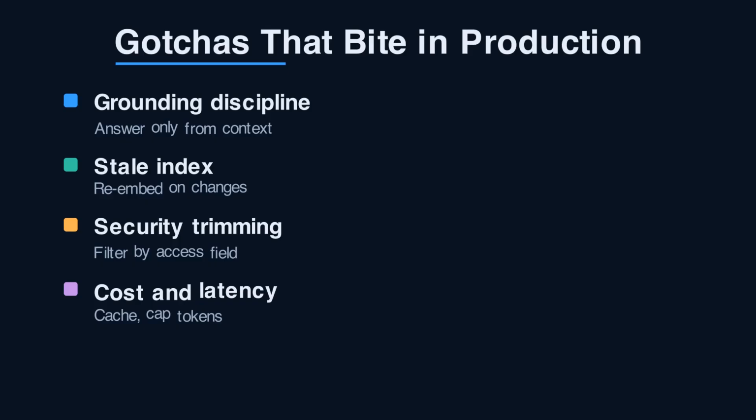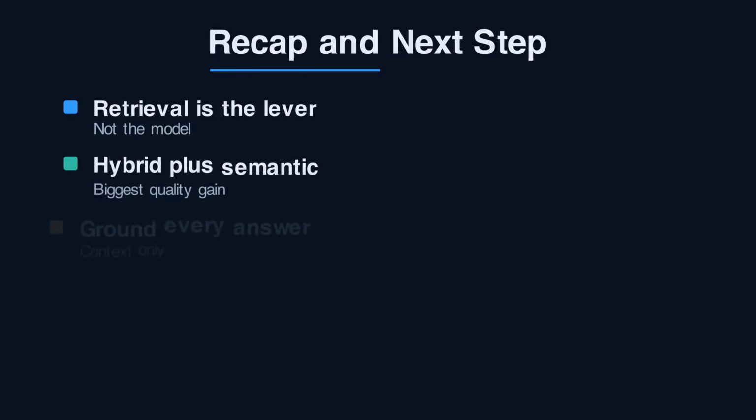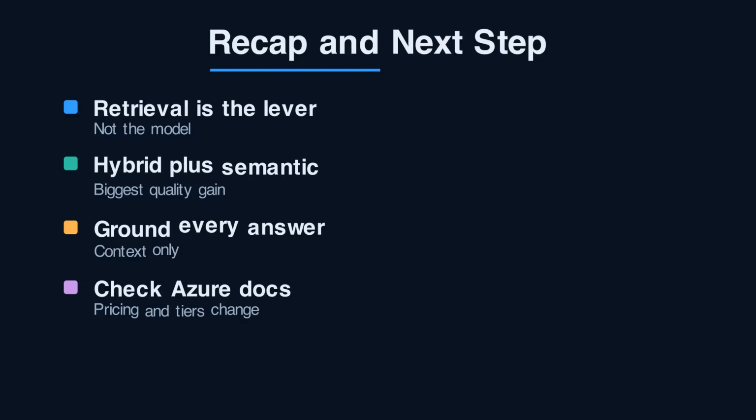So, the takeaway: RAG quality is a retrieval problem, not a model problem. Get chunking and metadata right. Use hybrid search with semantic ranking. Cap your context, and force the model to ground its answers. If you do one thing today, enable semantic ranking on your existing index and compare answers side by side. It's the highest return for the least effort. Pricing, model names, and semantic ranking tiers change often, so check the current Azure docs before you commit. Build the retrieval well, and the language model finally looks as smart as the demos promised.